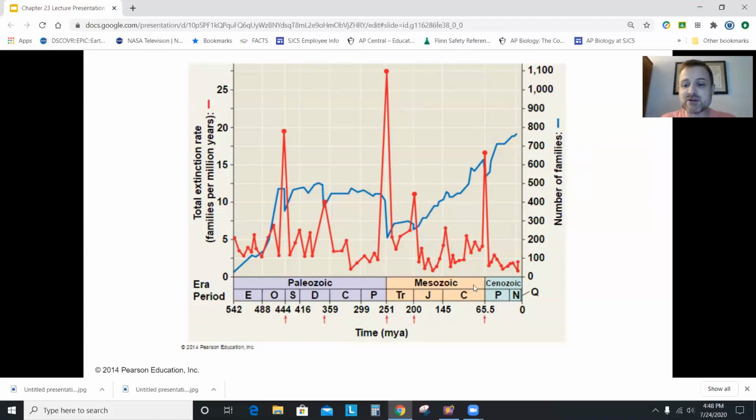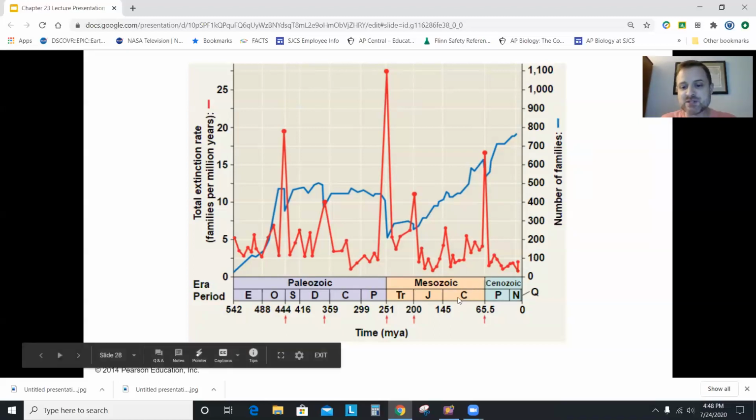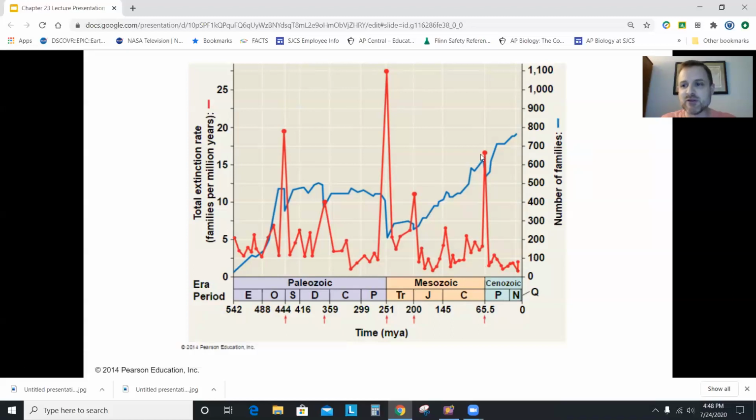The Mesozoic-Cenozoic barrier, this is the Cretaceous period right here. This is the one where the dinosaurs went extinct. That one, which is probably caused by the asteroid, we'll discuss that in just a minute. So what's of note is what happens after a massive extinction. After it happens, what happens to the number of families? It starts to go up.